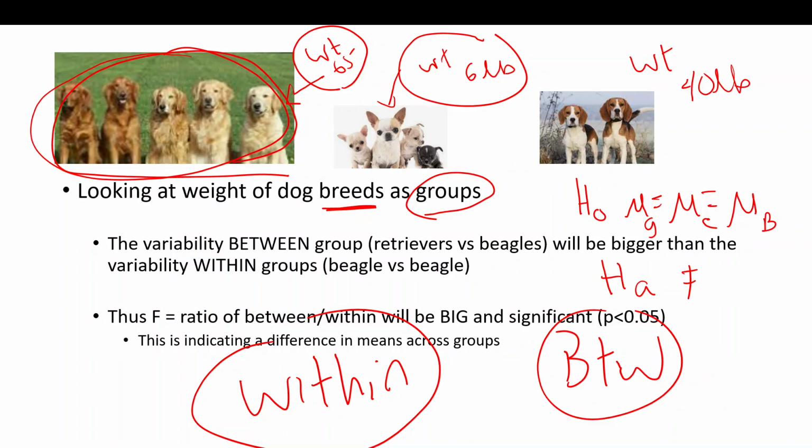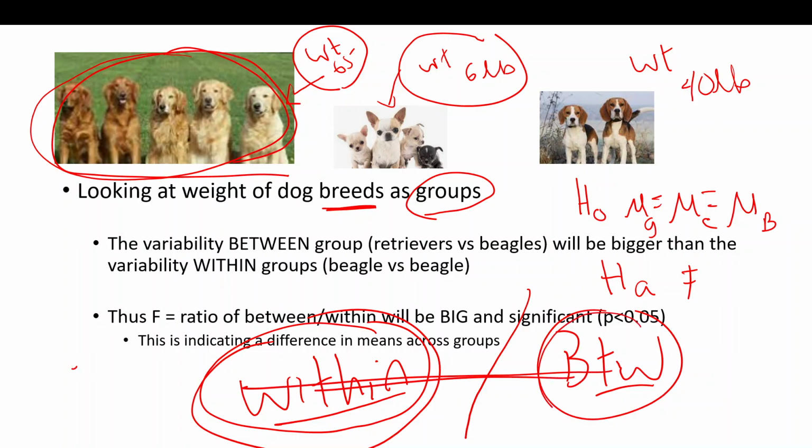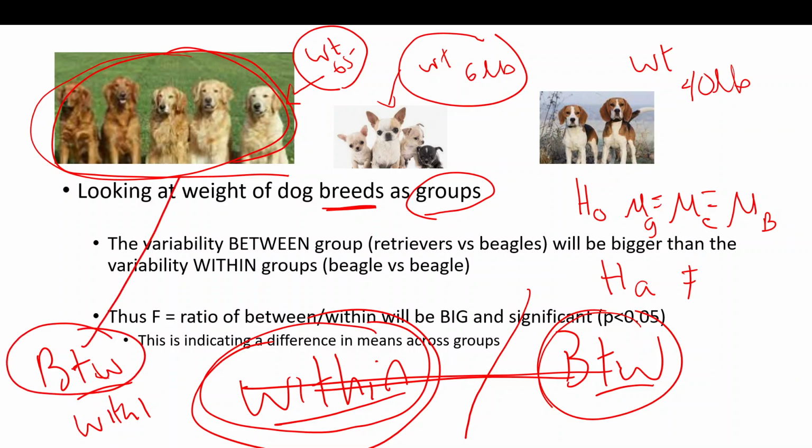So what the F ratio is doing is looking at the ratio of between over within. Big variability between corresponds to the situation where there's a big variability between the different groups, and not that much variability within. That gives you a big and significant F ratio. And that's what ANOVA is doing.